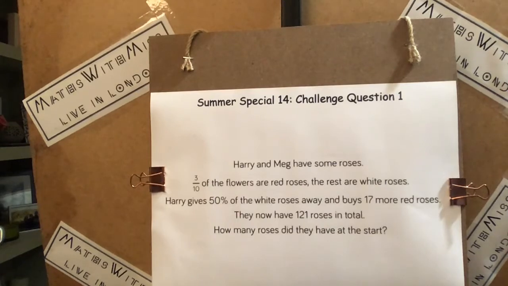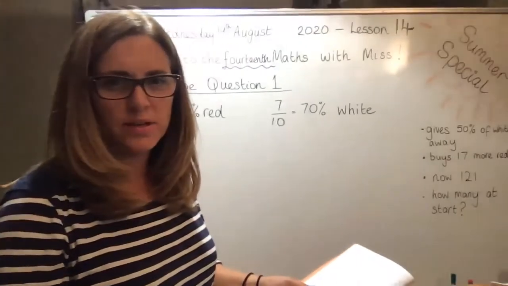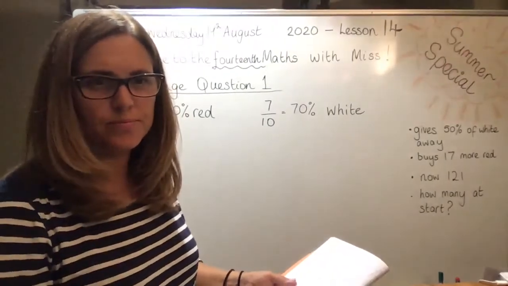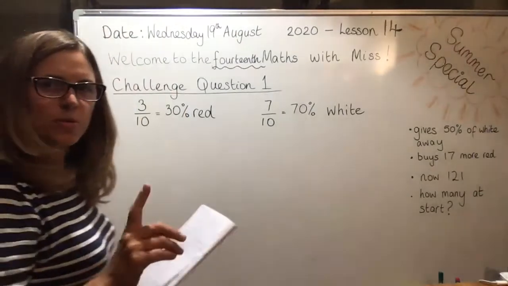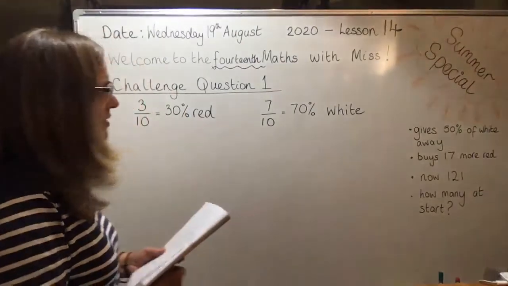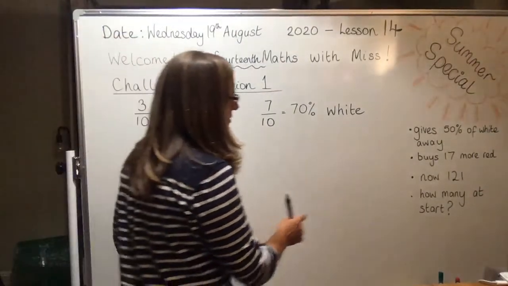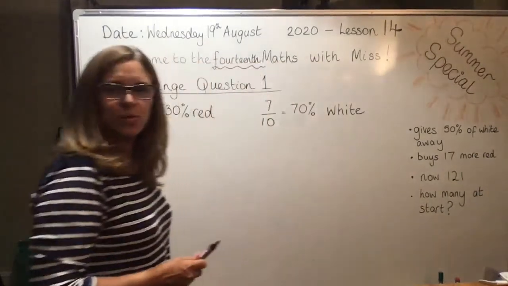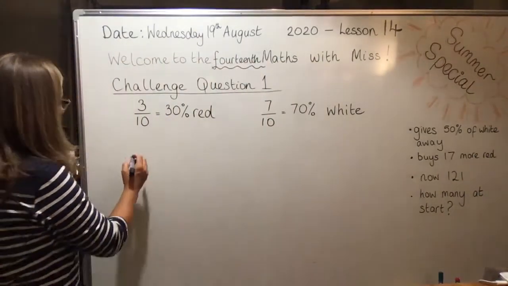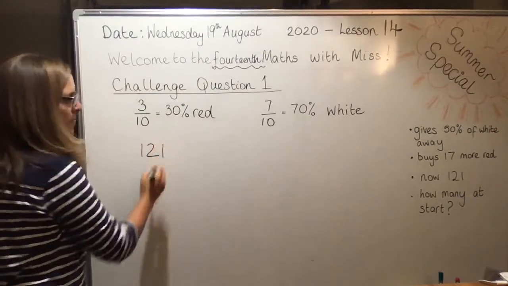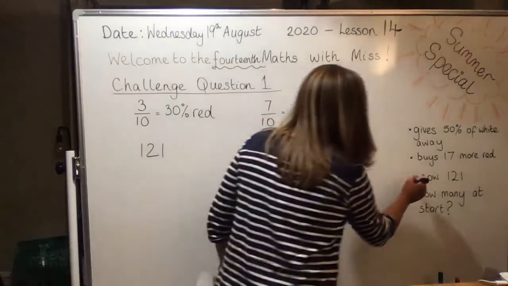Okay, pause if you need more time. Let's have a look at the solution. So, I said one of the options you could do is to work backwards a little bit. So we know that at the end, there were 121. Let's tick that off. We've used that piece of information.